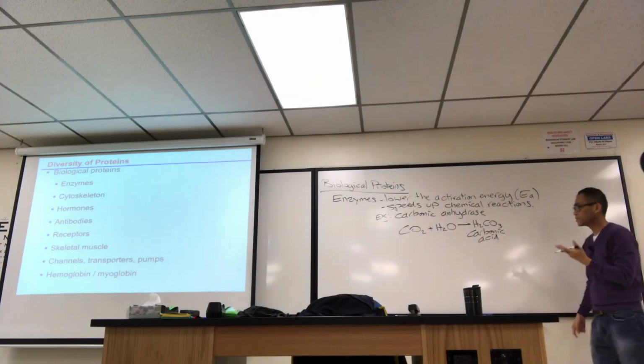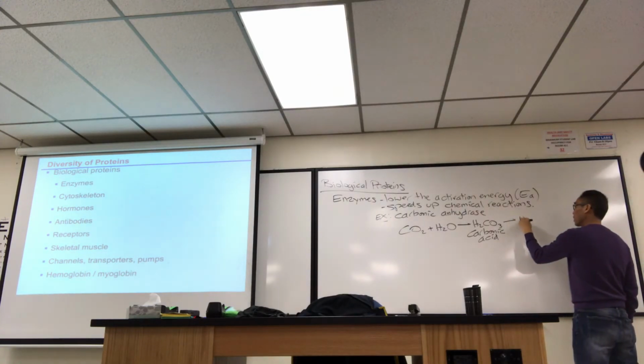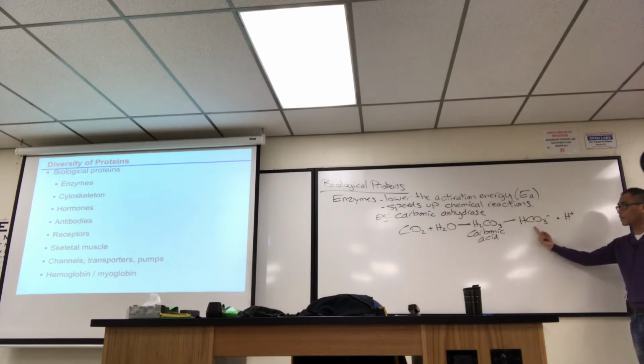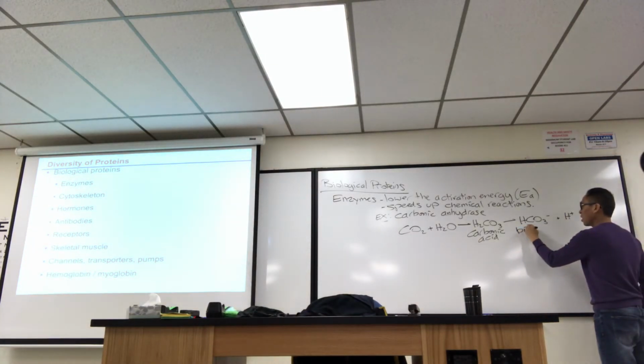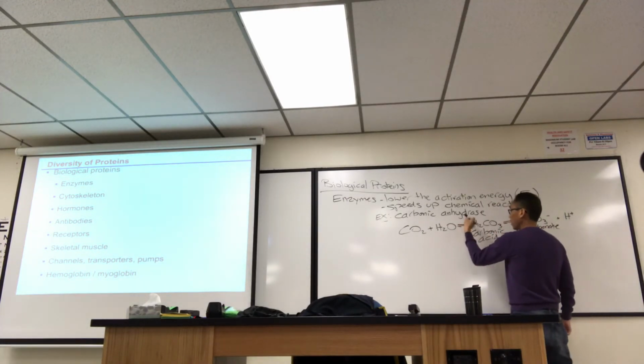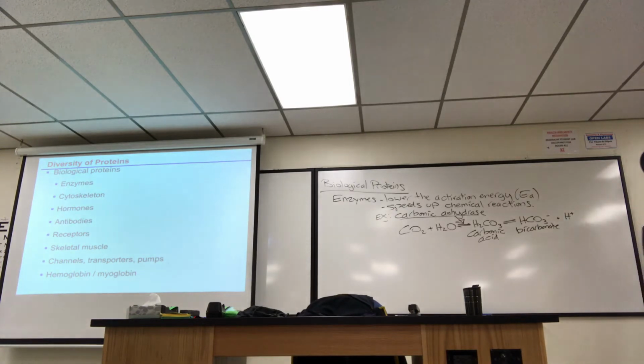This is a weak acid, which means it can partially dissociate in a solvent into HCO3 negative and give off a hydrogen ion. So this is bicarbonate. Bicarbonate is hugely important when you study renal. And this reaction can go both ways. And right here is where the carbonic anhydrase will speed up the chemical reaction. That's really important in human physiology. Just to give you one example of an enzyme.